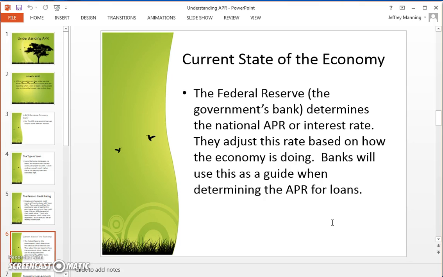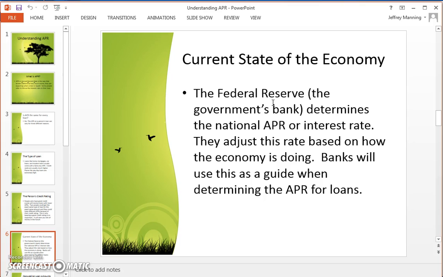Okay, and then one other thing that banks use to determine the APR is the current state of the economy. So when we were talking about the 5 C's of credit, one of the C's was called conditions. And I told you guys that conditions means the current state of the economy. There's this thing called the Federal Reserve. They're a very important part of our financial system. I'm not going to go into a lot of detail about them, but basically they control the APR for the entire country. Now, that is not saying that they control the APR for every single person on every single loan. That would be really difficult for them to do.